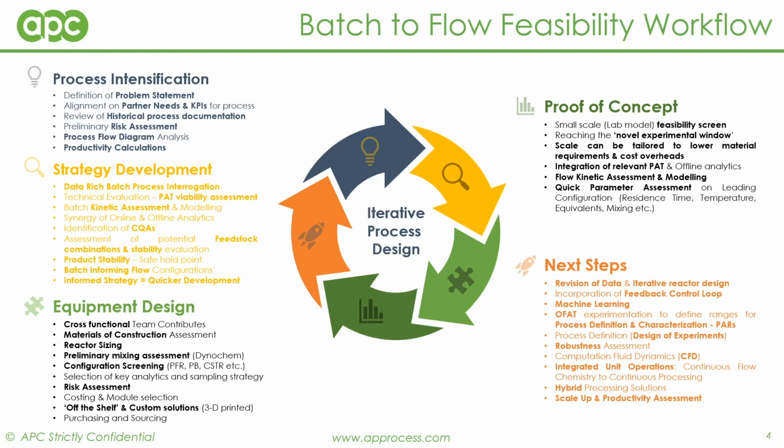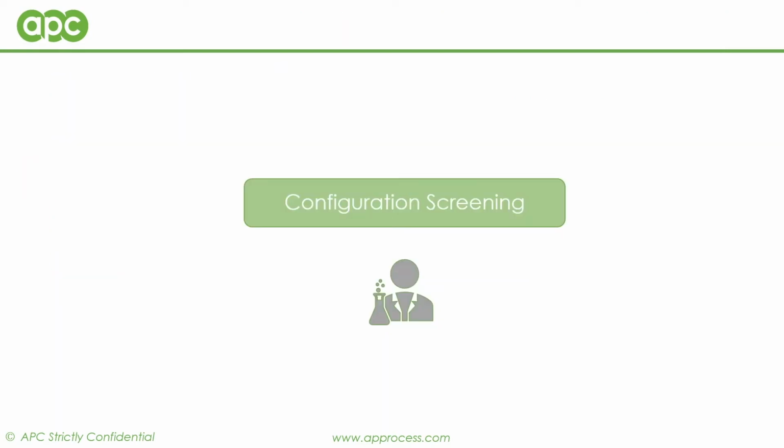Following our successful proof of concept, the next steps would include the integration of unit ops, feedback control, machine learning, design of experiments, or the development of hybrid solutions, depending on the needs of our partner. Over the next section, configuration screening, I'm going to take you through some of the aforementioned steps we typically employ while taking that leap from batch processing to continuous processing.